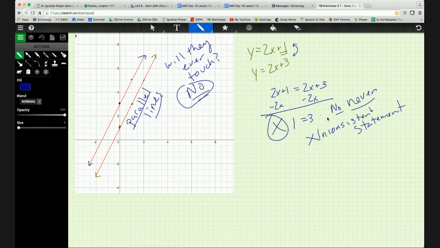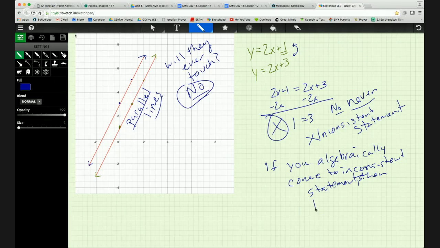Now we got the right answer, which is they don't intersect, but we have this interesting phenomenon. So if you algebraically come to an inconsistent statement, then the lines don't intersect. Okay, so I'm just showing you this. There's a number of these problems that end up working out like this in chapter 27 in 8M4. So this is how you know that that happens.